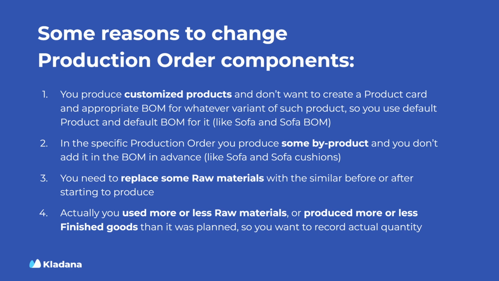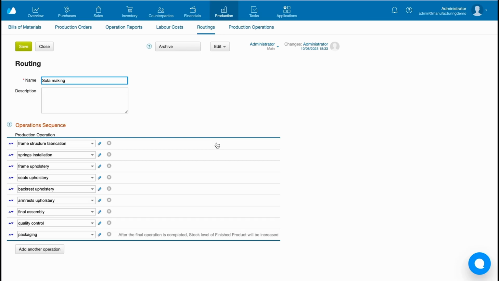You need to replace some raw materials with the similar before or after starting to produce. Actually, you used more or less raw materials or produced more or less finished goods than it was planned, so you want to record actual quantity. In Kladana, you can make changes before and after starting the production process. Let's see how to do that.